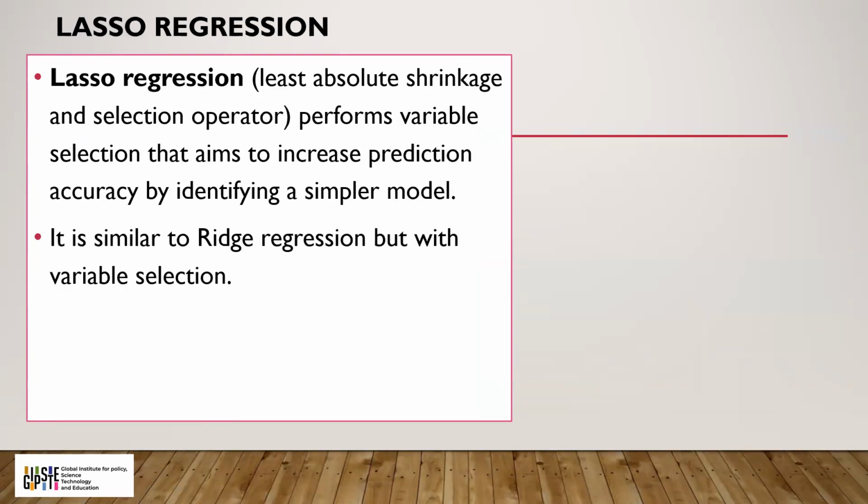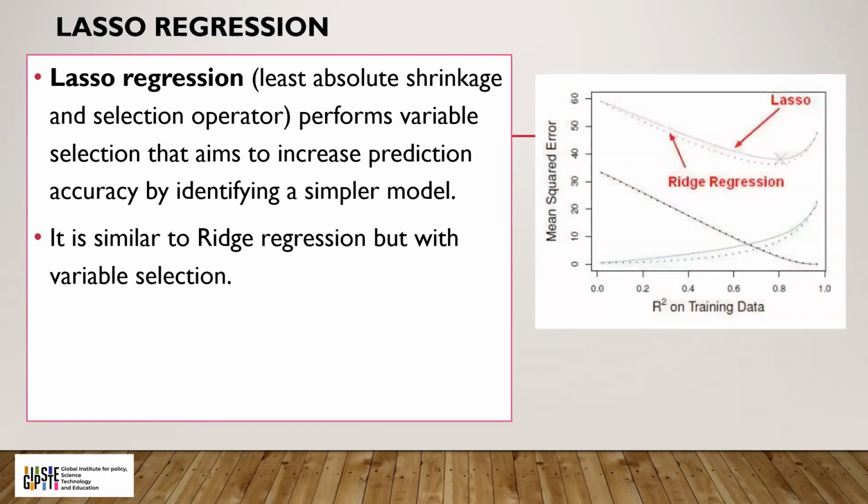Next is the lasso regression. Lasso regression, which is the least absolute shrinkage and selection operator, performs variable selection that aims to increase prediction accuracy by identifying a simpler model. It is similar to ridge regression, but with variable selection.